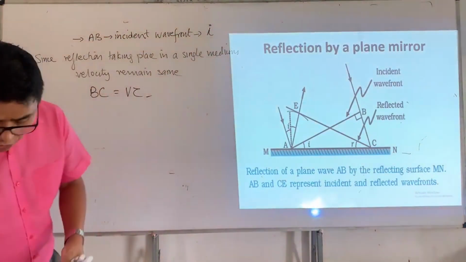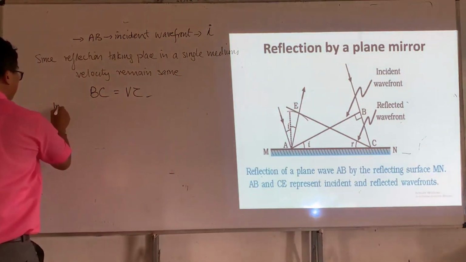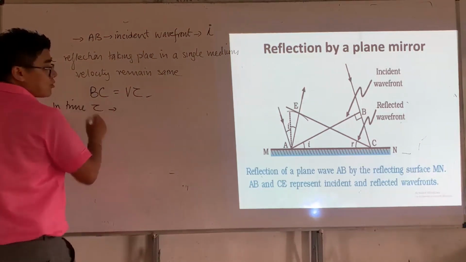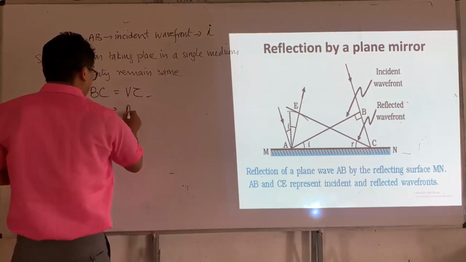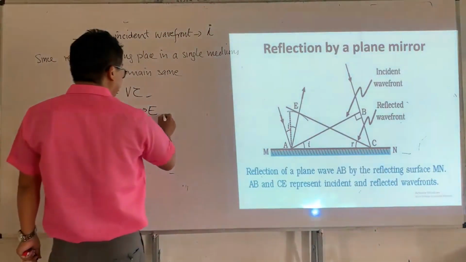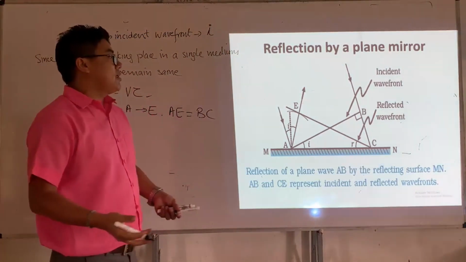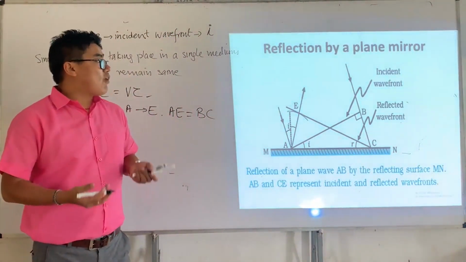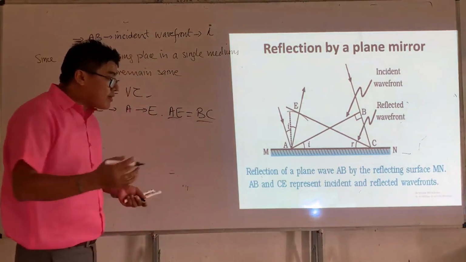So what I am going to do here: in time tau, the wave from A travels up to E. And I say that AE is equal to BC. Why? Because they are traveling in the same medium with the same velocity. So these two are of equal distance.